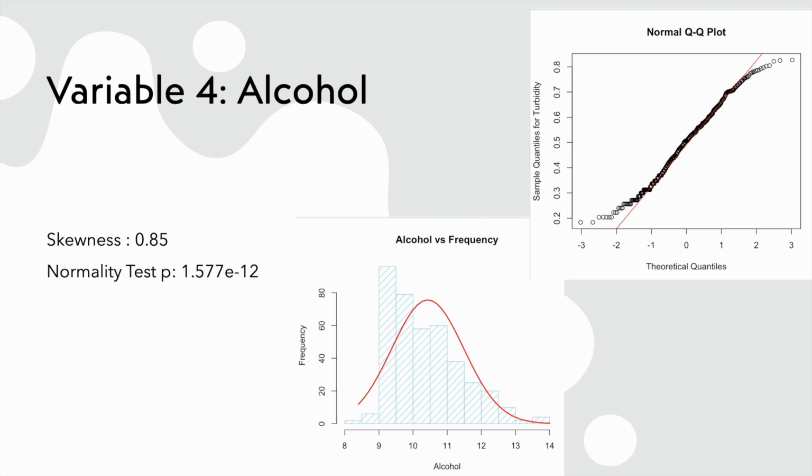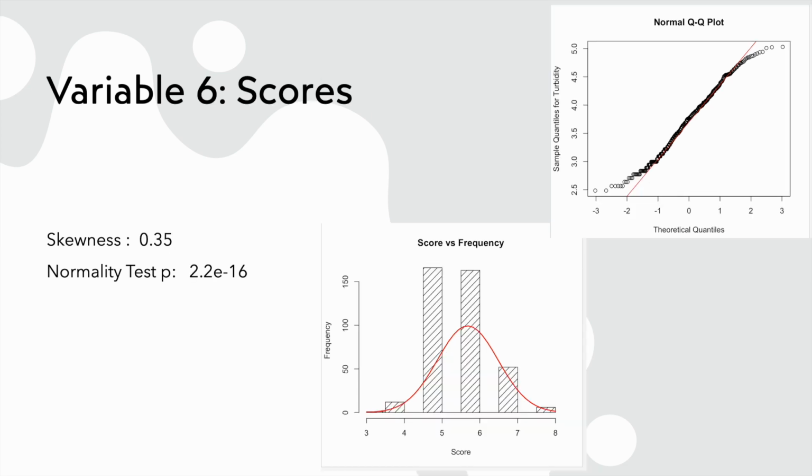From that we can see the skewness is around 0.85. It's not that skewed, but the data is not normally distributed. And lastly, we see the raw distribution of the scores. We can see the data is not skewed, not tailed, but the data is not normally distributed.